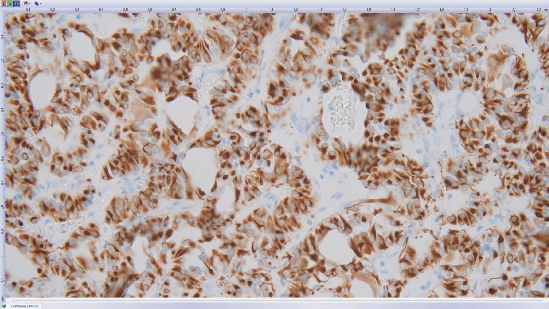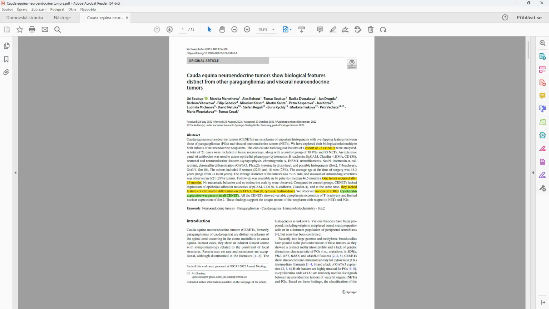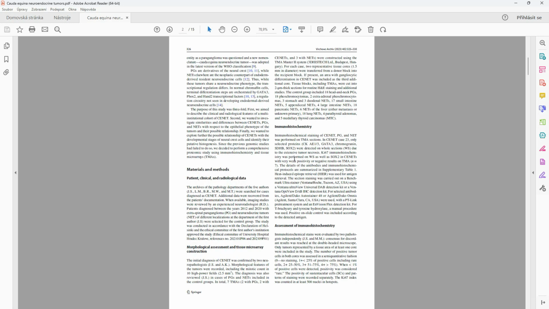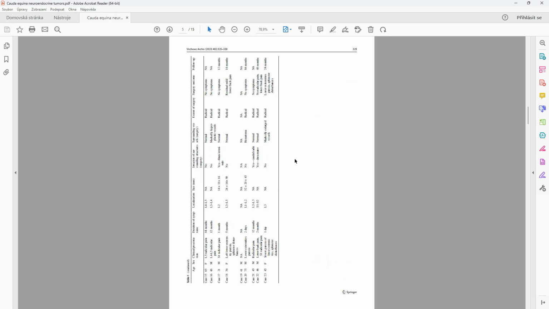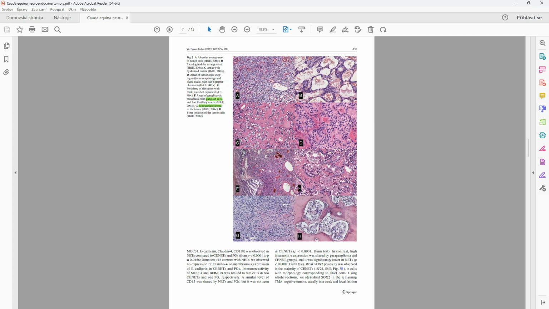And I will show you one paper. It's the most comprehensive paper ever published about this entity, and it comes from the group of authors led by Jirka Soukup, a very good friend of ours, a pathologist working in Prague. They collected 23 cases. It's the biggest paper on this entity. There are probably 300 cases published up to date. And here you can see the whole spectrum.